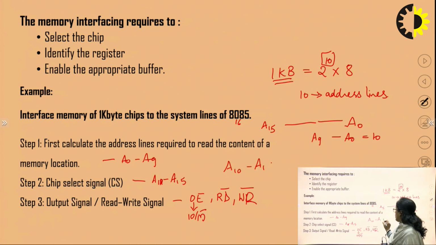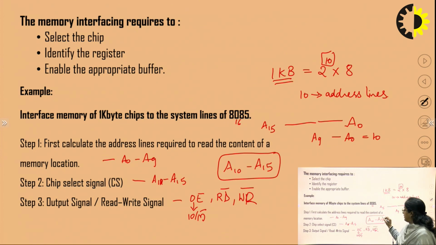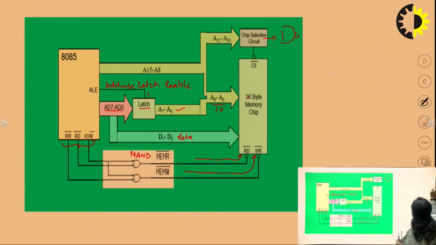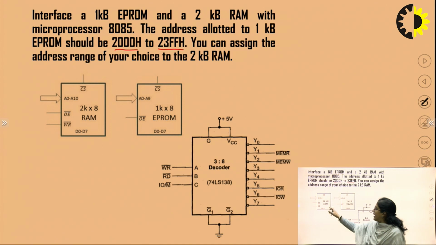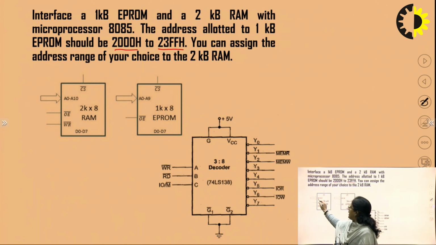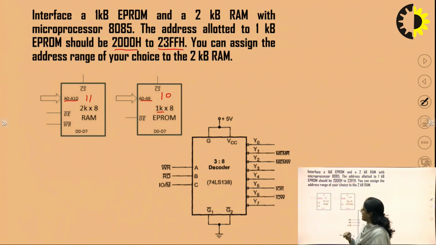The combination of this will generate the address. We will see how this address will be generated, but in this case the specific address is allocated to EEPROM, and we have to assign a new address of any choice to the 2 kilobyte RAM. In case of RAM, we have address lines A0 to A10, and EEPROM is 1 kilobyte. Here we require 11 address lines, and here we require 10 address lines.